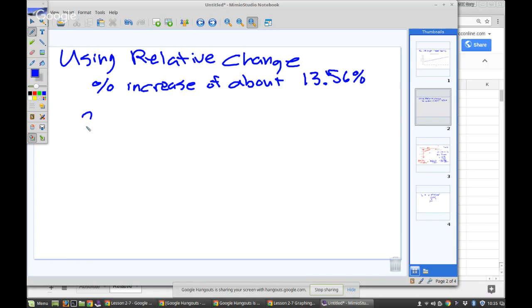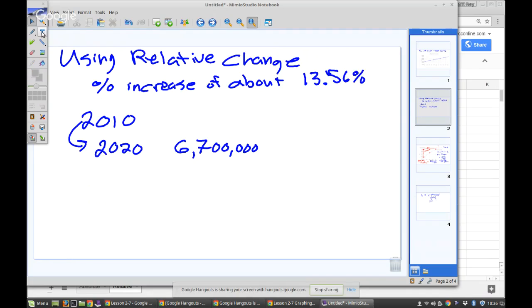To use that, I want to jump from 2010 to 2020. Population in 2010 was it 5,900,000? What was that? Oh, 2010. Okay. So repeat, 6,700,000. Okay.